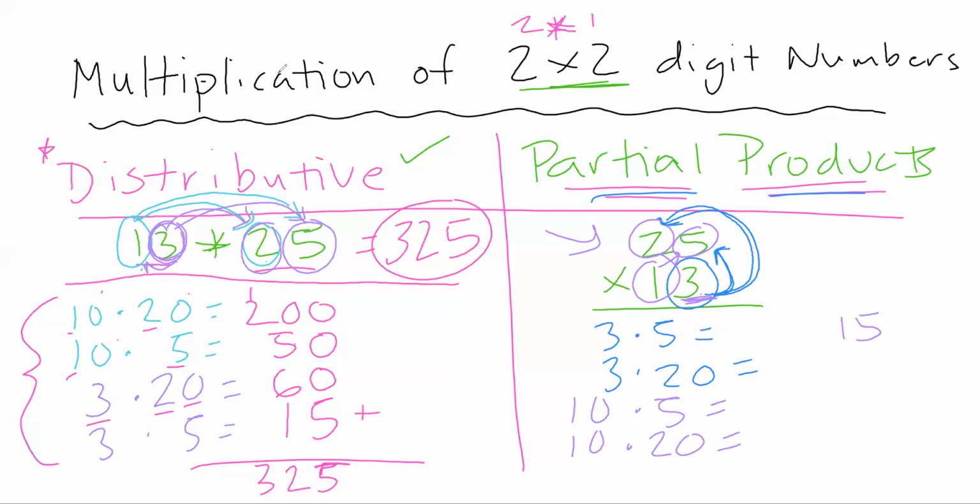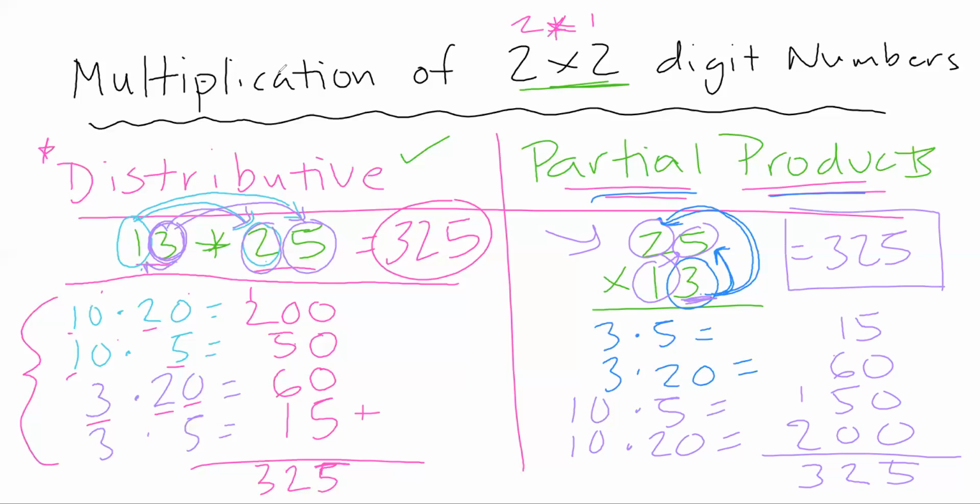We have 15, we have 60, we have 50, and we have 200. Hope this all works out. Should get the same answer. 325. Okay, so partial products, check. Distributive, check. Are we done? No, we're going to do more.